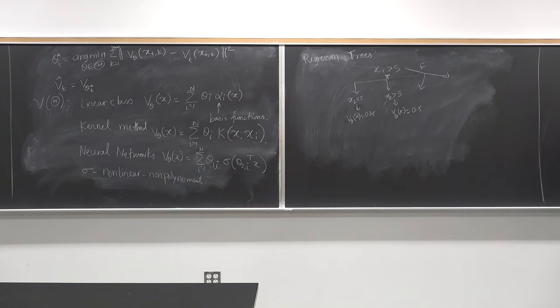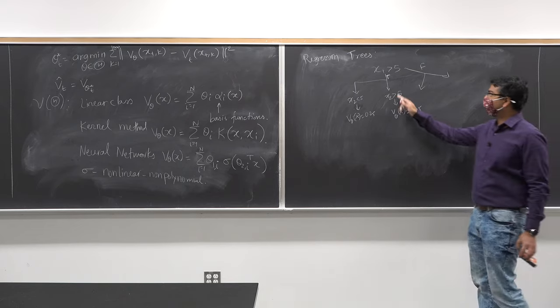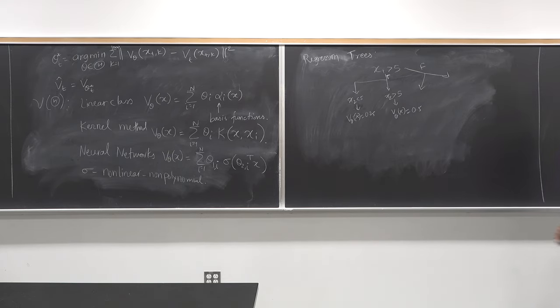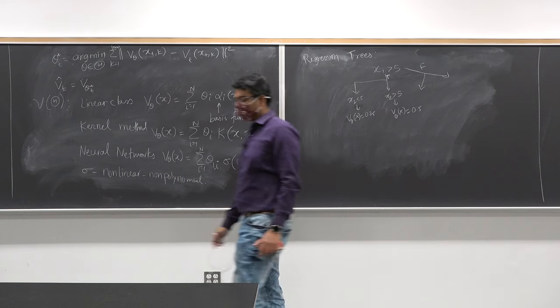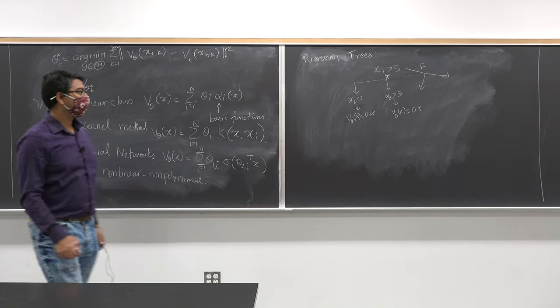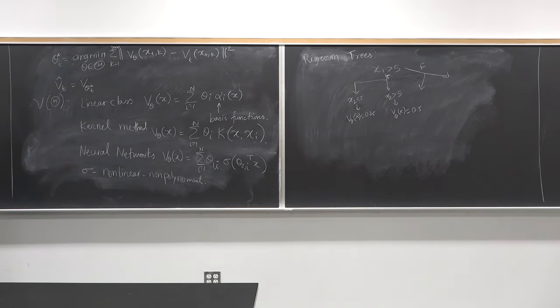The problem with this sort of regression tree is that the value functions are discontinuous at certain points in the state space. And that discontinuity can hurt if you're using gradient-based approaches for solving the dynamic program. But it will not hurt if you're not using a gradient-based approach for executing the dynamic program. Okay?